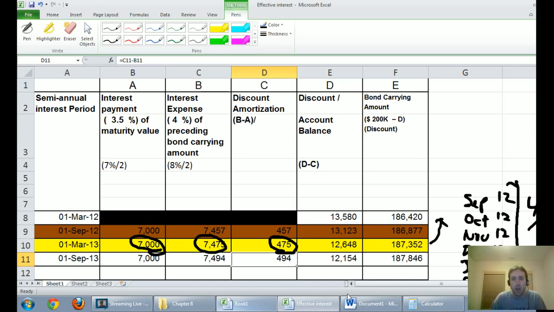So I hope this has helped. I know it's quite a technical video, much more technical than a lot of the other ones, and bonds are a technical topic and a challenging one, and this is just the tip of the iceberg on bonds. There's lots of other things, early retirements and convertible bonds, but I hope this has at least given you a taste for the effective interest rate method and dealing with a discount.